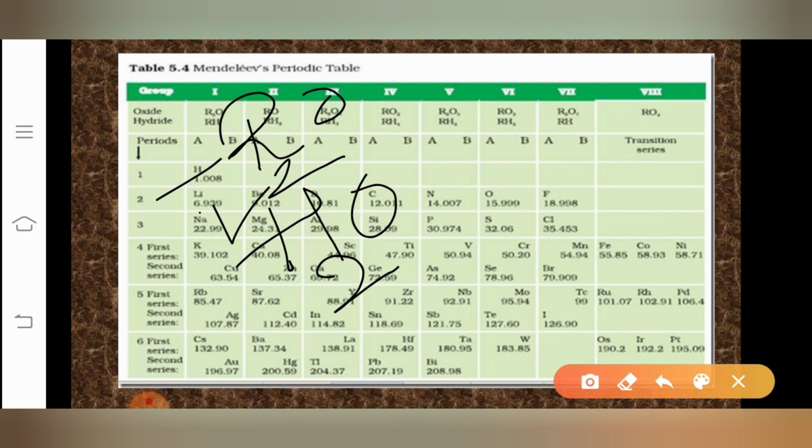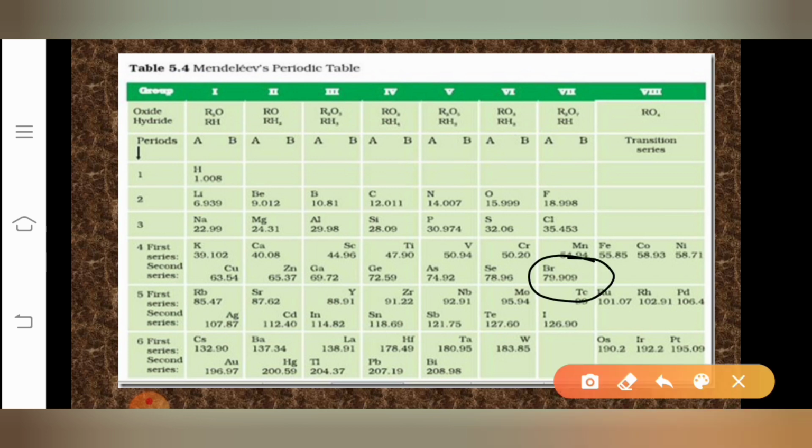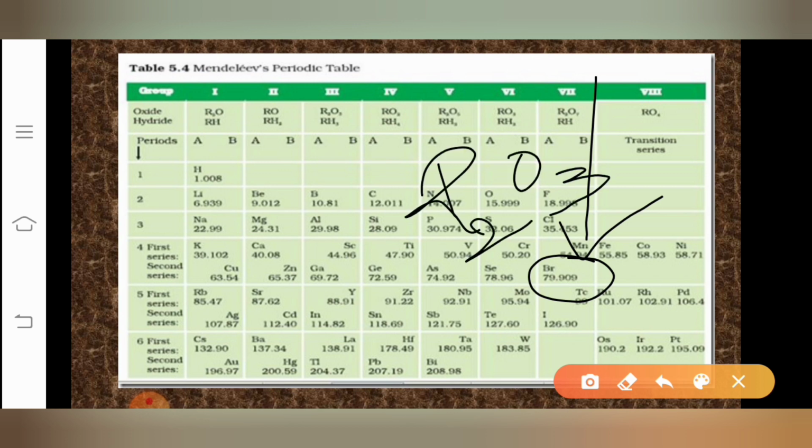Correct. Now let us look at another element in a different table. Let us take Br. This is in the 7th group. So its oxide formula is R2O3. Correct. Now this R2O3 may be Br2O3, and it is in the 7th group.